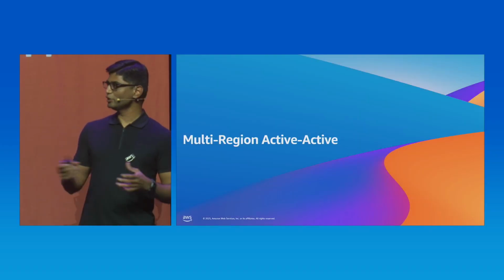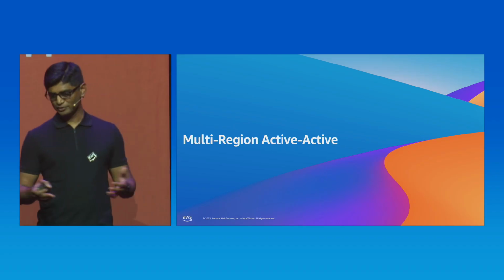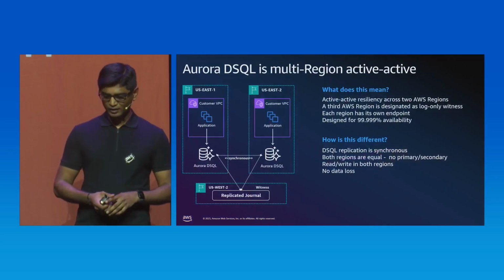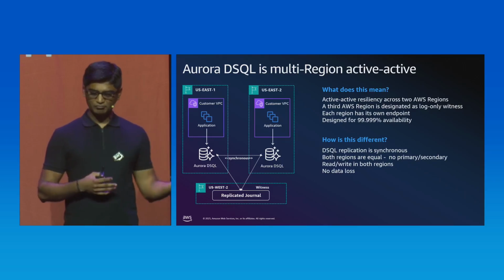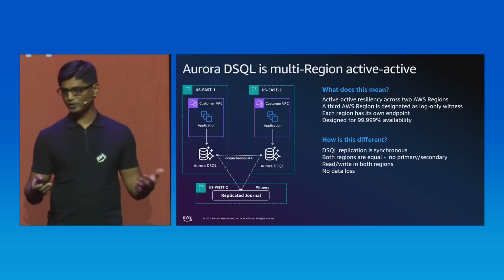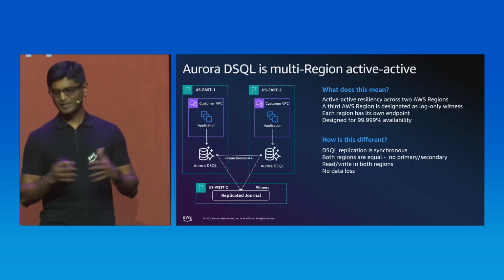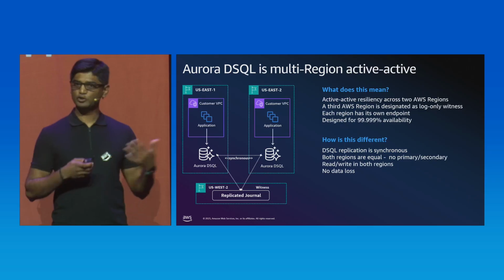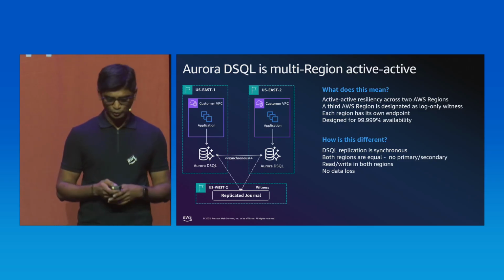Now, DSQL is an active multi-region cluster, right? Let's see what that means for your application. In this case, we have two regions, US East 1 and US East 2, and we have DSQL clusters set up in these two regions. We synchronously replicate between them, which means you have strongly consistent data between those two regions.